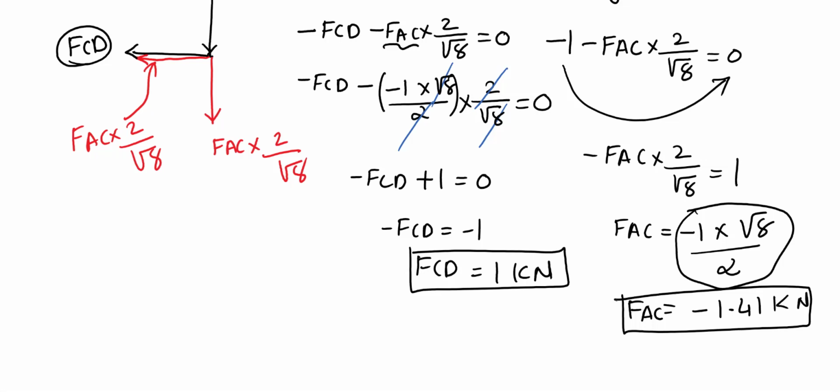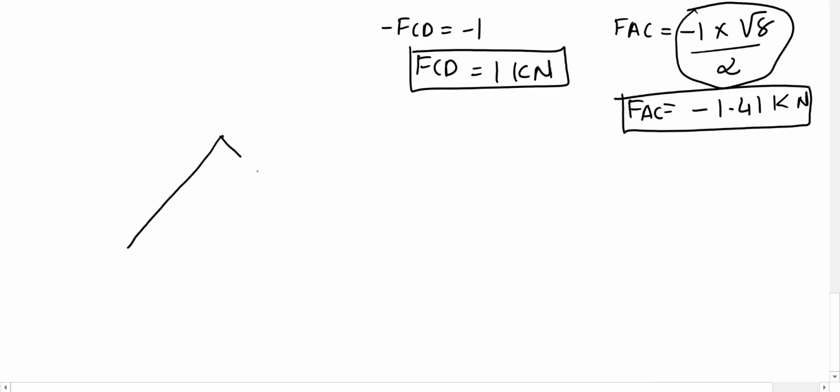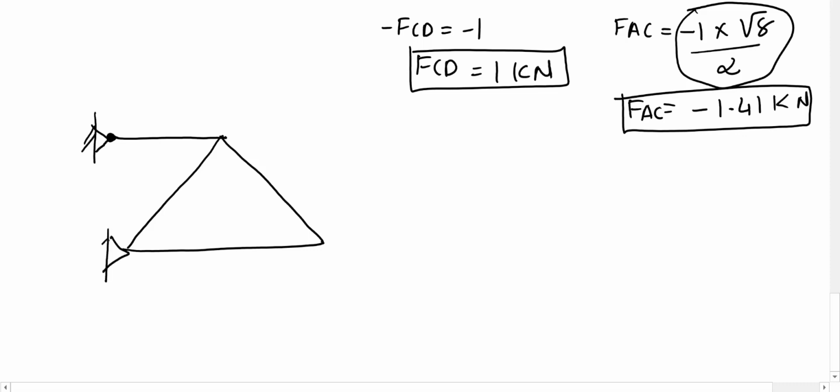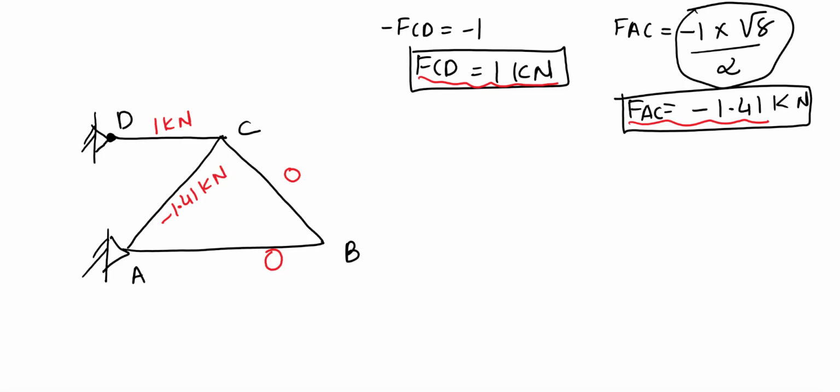I think we've almost found all the forces. Let me put that in the diagram here. We have this pin here, we have a load, we have A, we have B, we have C, D. Now this is 0, this is 0, FCD is 1 kilonewton, and FAC is minus 1.41, so minus 1.41 kilonewton. So that is due to this virtual load that we placed onto the system.